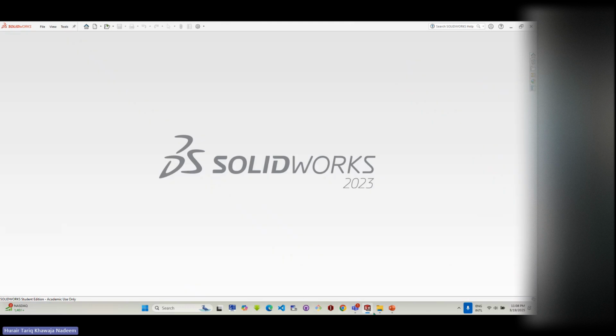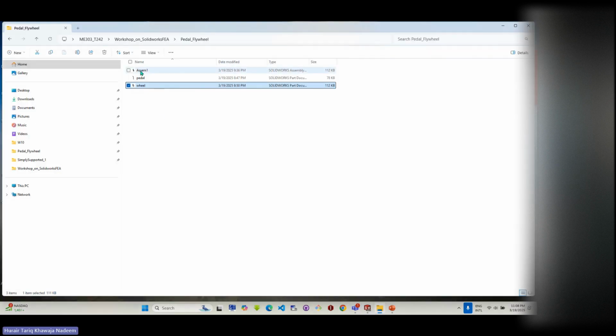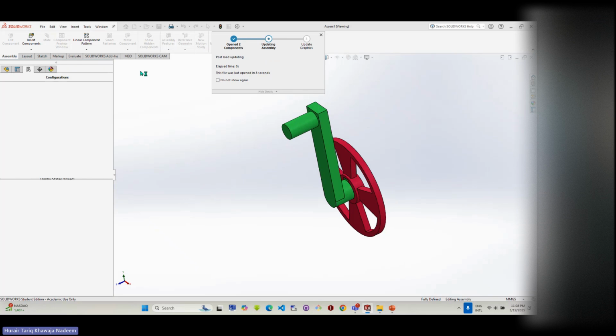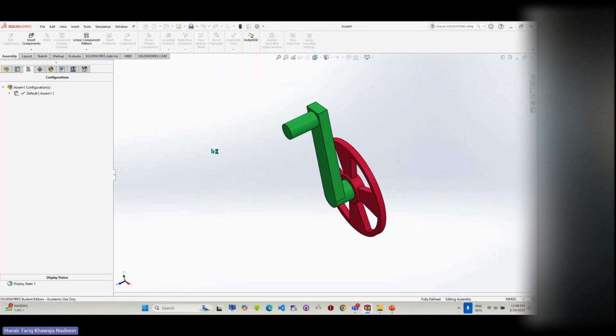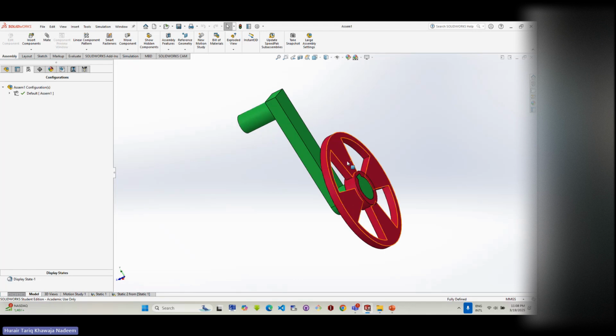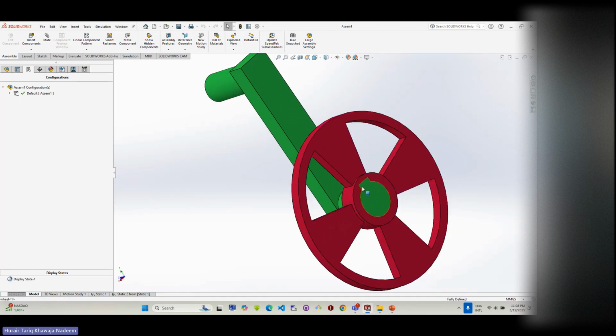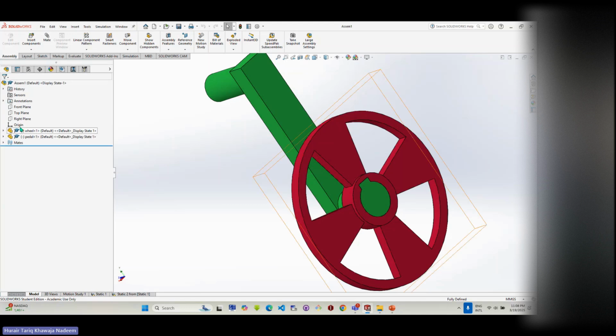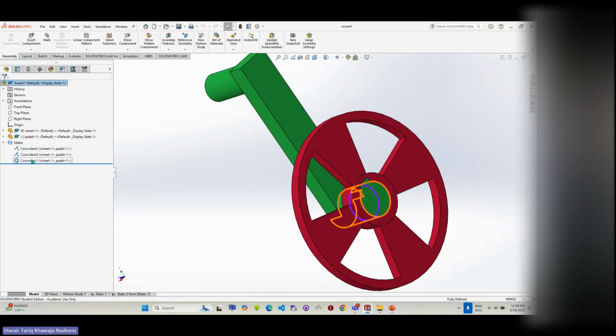So then I made an assembly. Okay, this is the assembly, and in the assembly the paddle is inserted inside the wheel. And I have applied mates. You can see all the mates over here. So if I go to the part, you can see all the mates. So a coincident mate, and then I made a concentric mate. Okay, so I made 3 mates. These are the 2 parts.